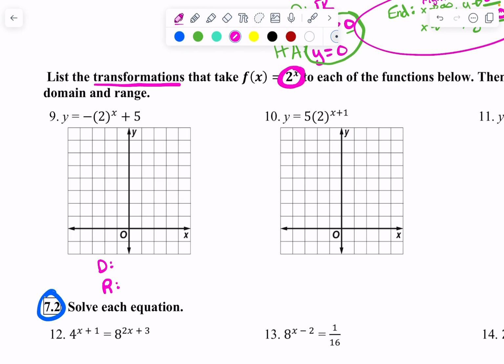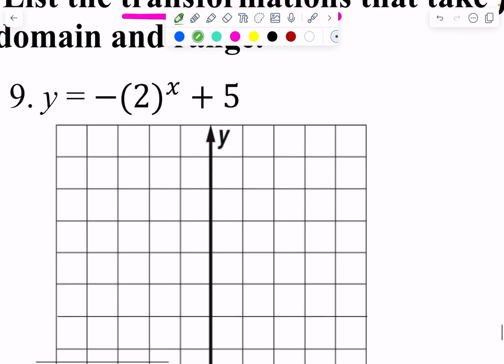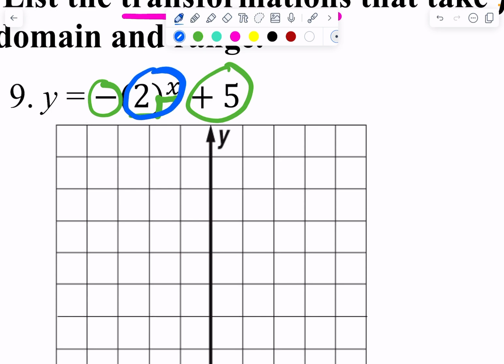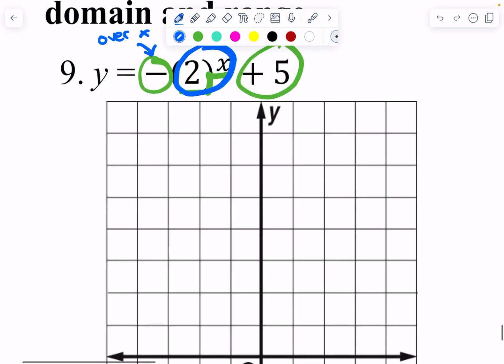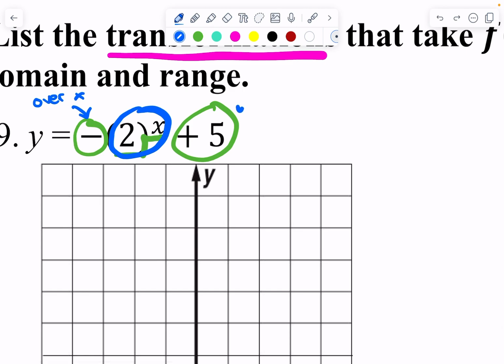So if we start with 2 to the x power, the thing that I notice is that this negative is doing something and this +5 is doing something. 2 to the x power is the parent function, so I don't have to worry about him at all. But I need to talk about what this negative is doing and what that 5 is doing. So the negative is going to flip him over the x-axis. It's going to like flip him down, right? So instead of him doing this, he's going to do this. Okay, we'll get to that here in a second. And then this +5 is going to move him up 5, okay?